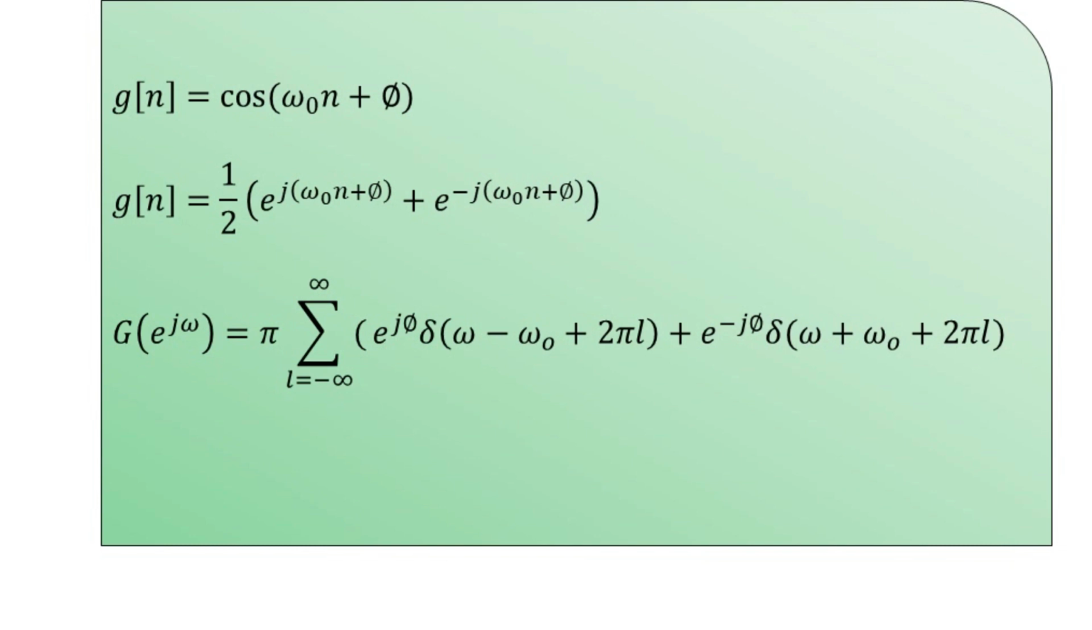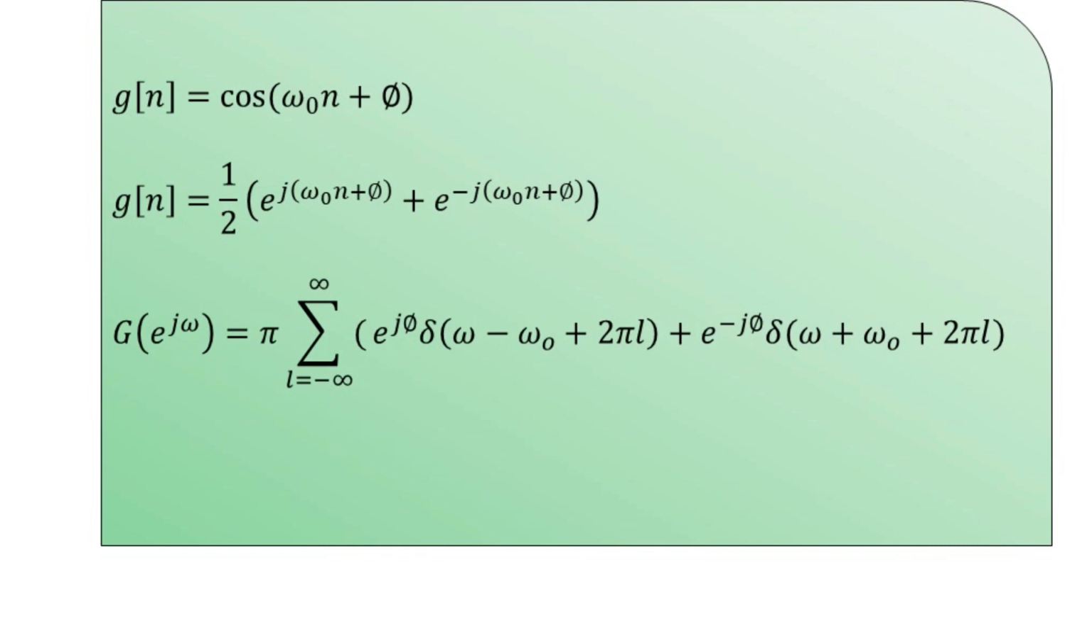Therefore the Fourier transform is a periodic function of the angular frequency omega with the time period of 2 pi. It will contain two impulses, corresponding to the two terms, in each of the periods. If the frequency range of omega is minus pi to pi, the impulse will be at omega equal to omega 0 of complex amplitude pi into e to the power j phi, and the impulse will be at omega equal to minus omega 0 of complex amplitude pi into e to the power minus j phi.